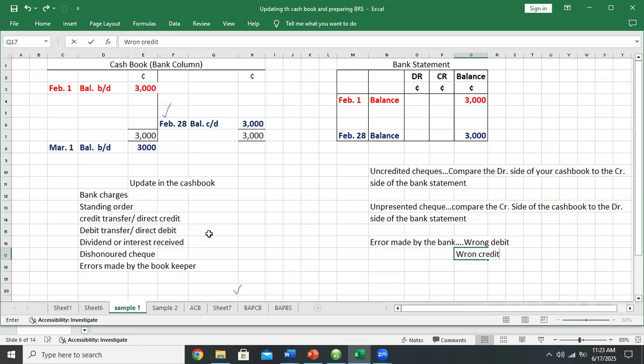Okay. Professor C said all is well. Okay, so if all is well, let's meet in the final session and finish up with the format of the adjusted cash book and the format of the bank reconciliation statement. So see you in the last session.